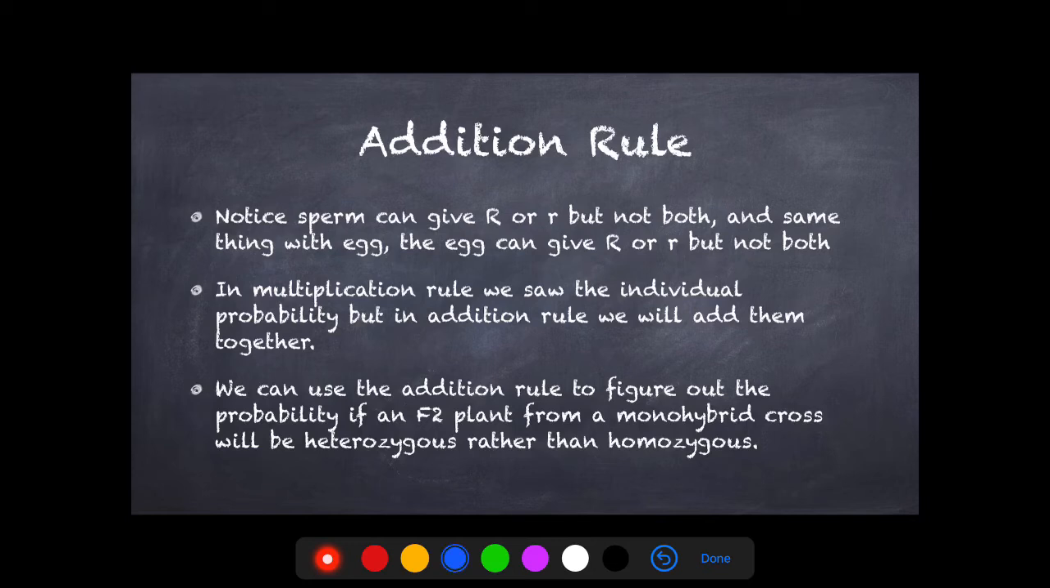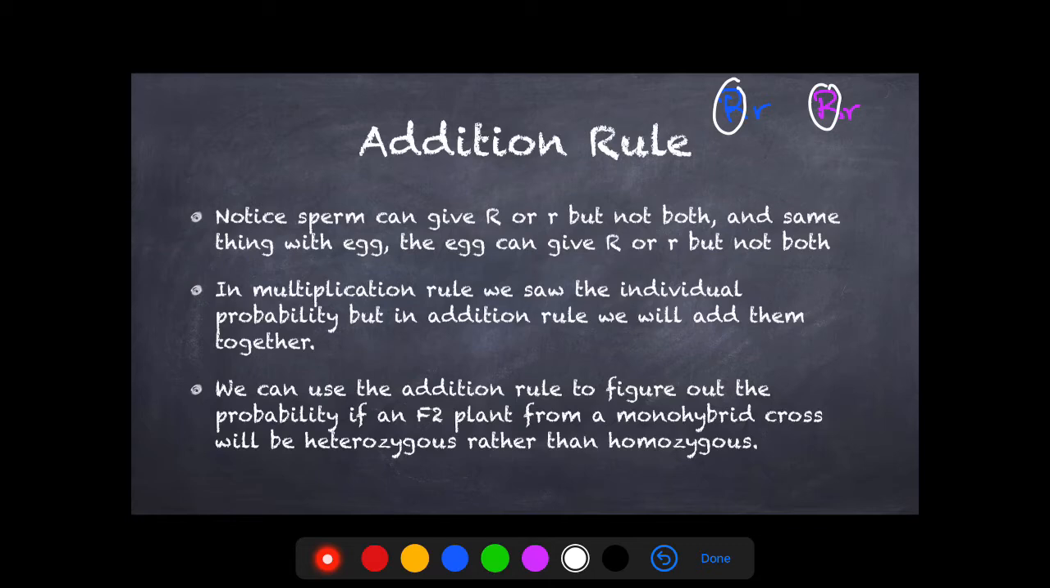If I have, so let me color code this for you. If I have a sperm that has Rr and I have an egg that also has Rr, they can only give me one allele from each, the sperm and the egg. They can't give me both of them. So in the multiplication rule, we saw the individual probability and how it was occurring. But in the addition rule, we're going to see how it works when we add those together.